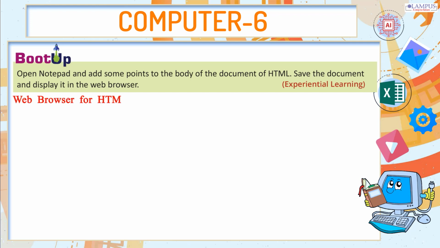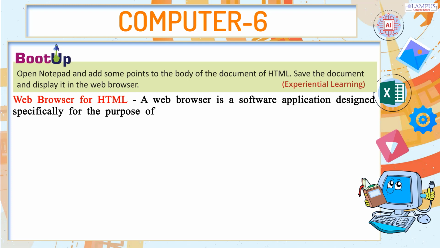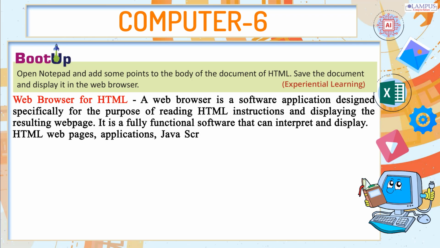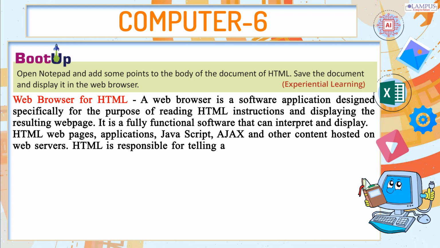Web browser for HTML. A web browser is a software application designed specifically for the purpose of reading HTML instructions and displaying the resulting web page. It is a fully functional software that can interpret and display HTML web pages, applications, JavaScript, Ajax and other content hosted on web servers. HTML is responsible for telling a web browser how text and other objects in a web document should appear.